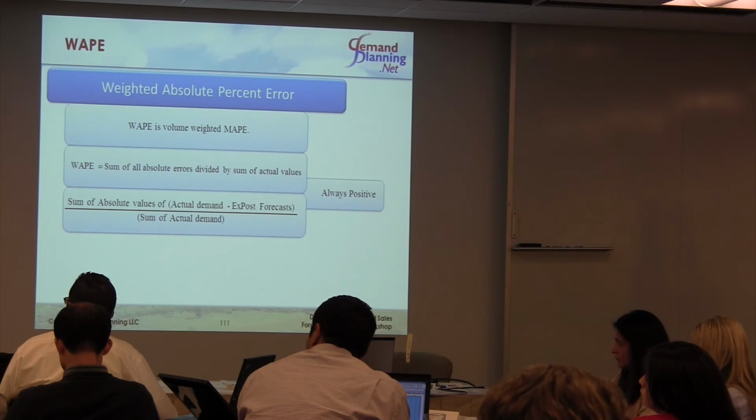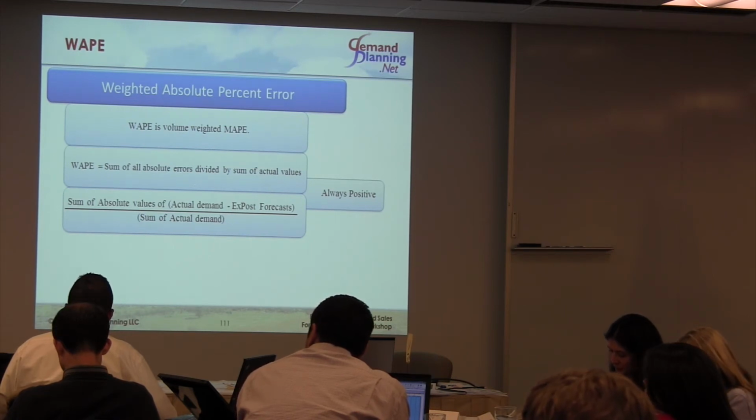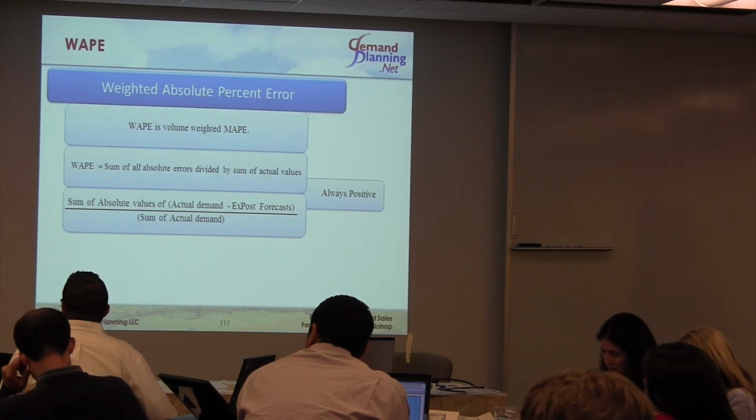So how is WAPE different from MAPE? They are different because MAPE is a percentage measure. WAPE, on the other hand, is not a percentage measure, it's a unit measure. So it really weights each month by the volume of that particular month, or weights each SKU by the volume of that particular SKU.